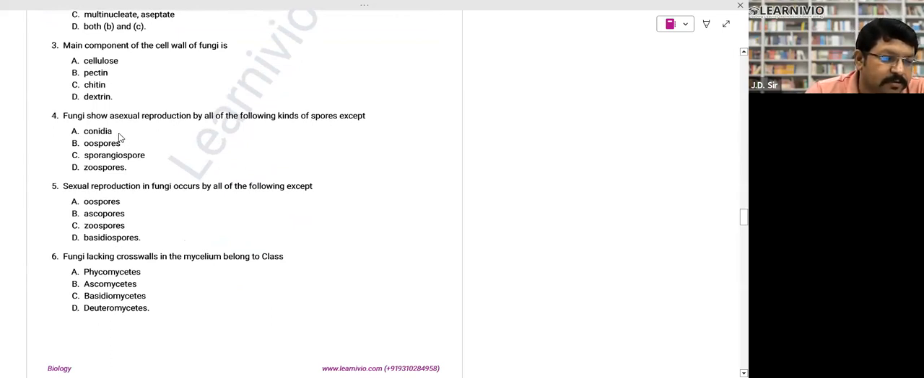Fungi show asexual reproduction by all of the following kinds of spores except: conidia, sporangiospore, zoospore, oospore. What is oospore? Oospore is not an asexual spore. Remember, it is a sexual spore, right? It's the female part of sexual reproduction, right? So the answer will be B.